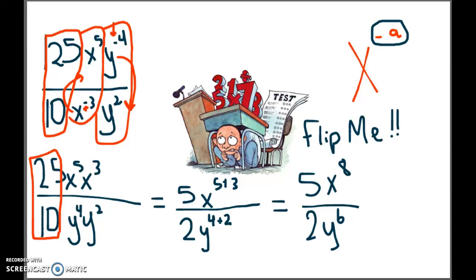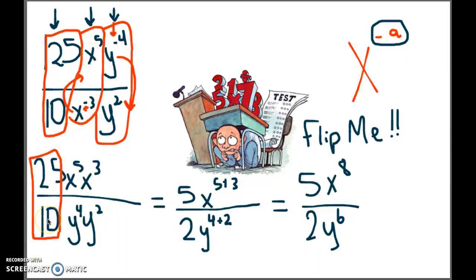So when you are working on these problems, let's just do a recap. You first want to identify your numbers with numbers. Then you want to organize the same bases. And we've done that here with your x's and your y's. Kind of have them nicely lined up. Remember, the negative exponent flips. So if it's in the numerator, it's going to flip it to the denominator. If it's in the denominator, it'll flip it to the numerator.